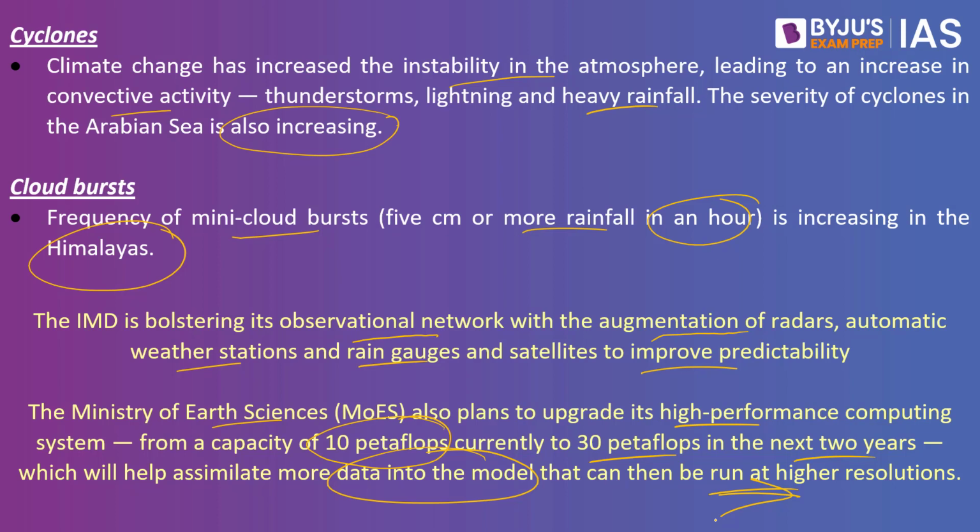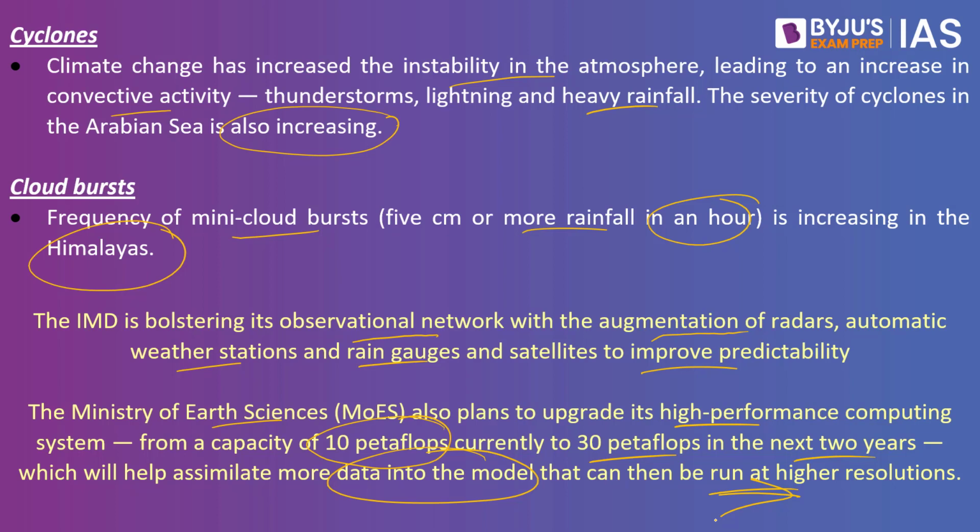So we have the India Meteorological Department, which has improved in the last few years as well. This has improved from 30% to 40% for severe weather events such as cyclones, heavy rain, thunderstorms, heat waves, and so on and so forth. At the same time, they have also been able to improvise on the computing system.